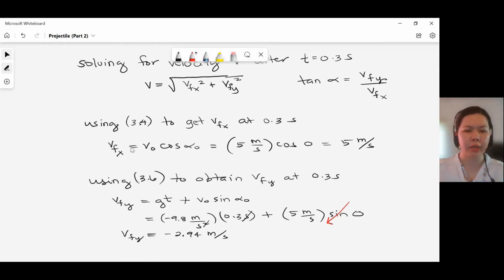Now that we have vfx and vfy, we can solve for v. V is the square root of vfx squared plus vfy squared.